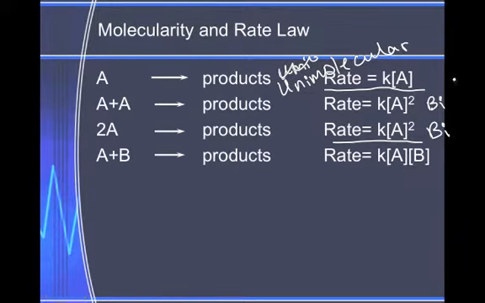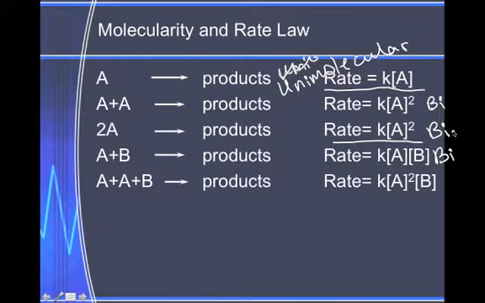What if we had A collide with a different type of molecule, A plus B? What do you think? When A has to collide with B, that's two molecules colliding. That one is a bimolecular step. Now we have two A's that have to collide with a B. You got it. Three of them makes it termolecular.